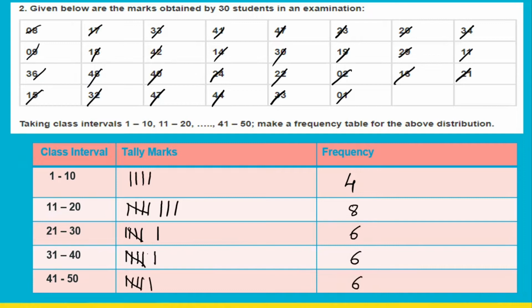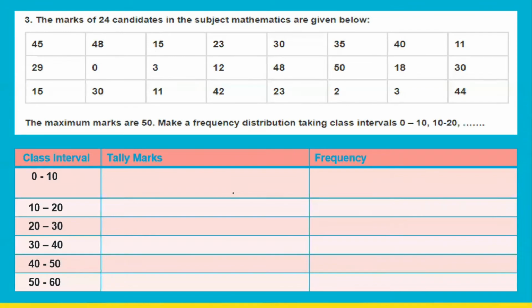When you add these, you should get 30. Then you are correct. Look at this: 8 plus 4 is 12, 12 plus 6 is 18, 18 plus 12 is 30. So this is how we check that we are correct in making the frequency. Let's begin with question number 3.